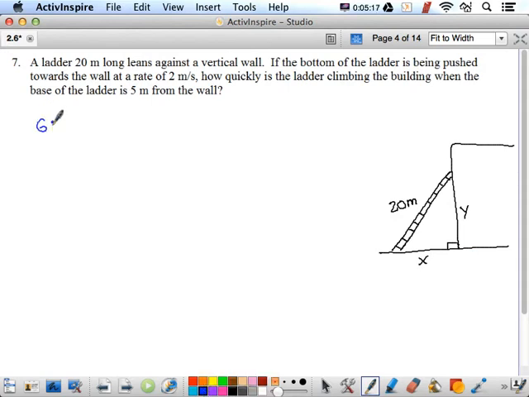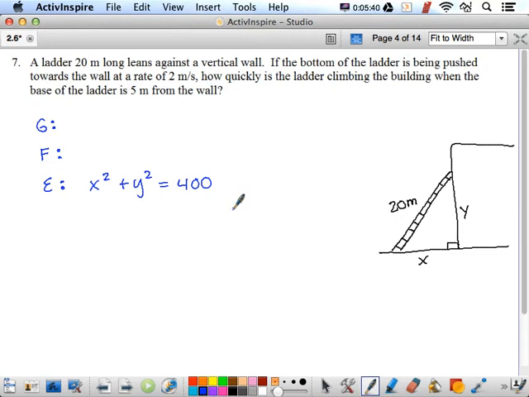So anyone? Pythagorean theorem, yeah. So let's go ahead and say we're going to use that as our equation. We know that x squared plus y squared will always equal 20 meters squared, right? So that really would be x squared plus y squared would equal what? 400.